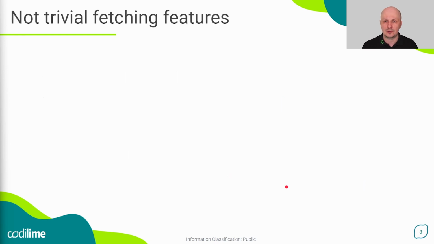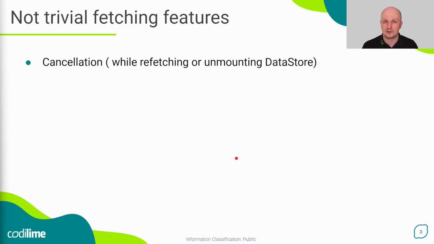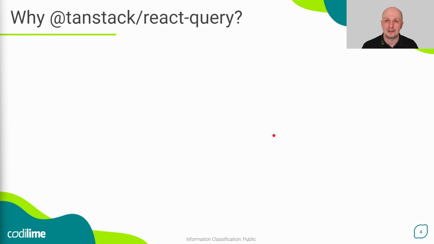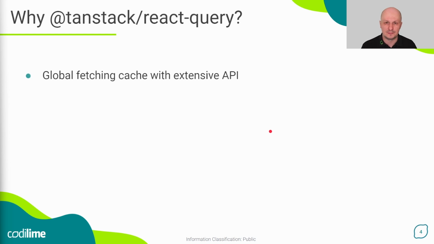Last time I was trying to solve non-trivial fetching features using RxJS. Features like cancellation, retrying on error, polling, when to start and finish getting the data from the backend, and all of it combined together. So last time it was RxJS. This time I want to present how to use React Query with MobX.